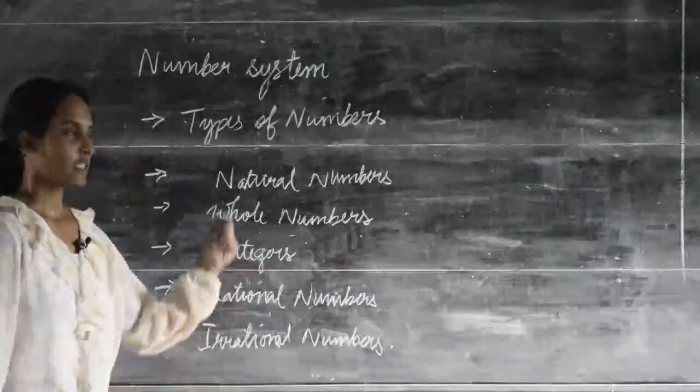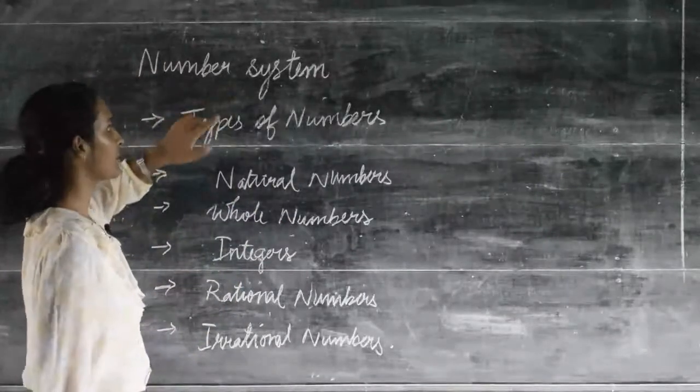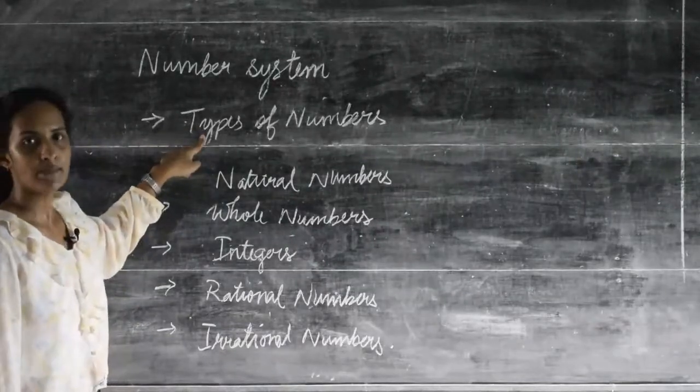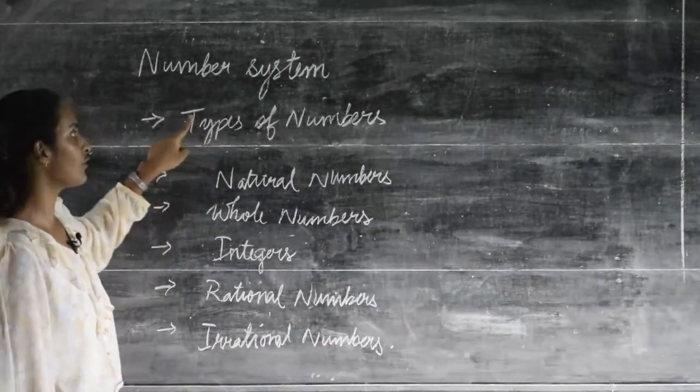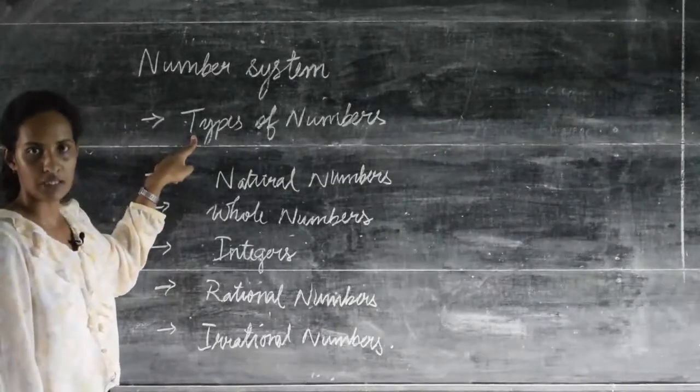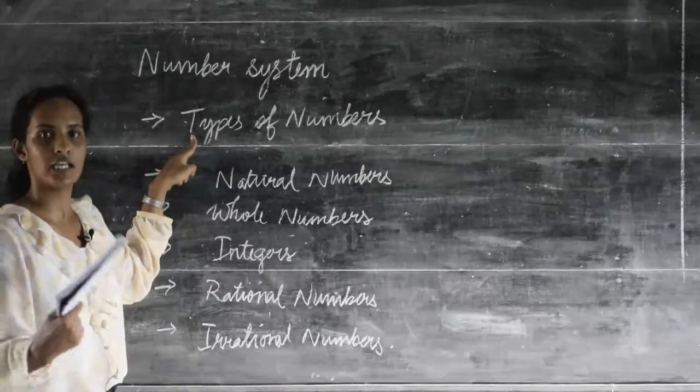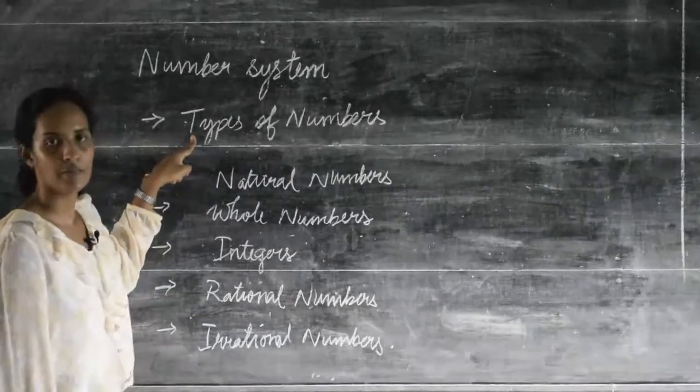So starting with our chapter, Number System, the first topic that we're going to study in this chapter is types of numbers, right? Now types of numbers is not part of this chapter. You have already learned what the different types of numbers are in your lower classes. So if you do not know, please go back to your lower classes, take your textbook, read it and understand what these types of numbers are, right?